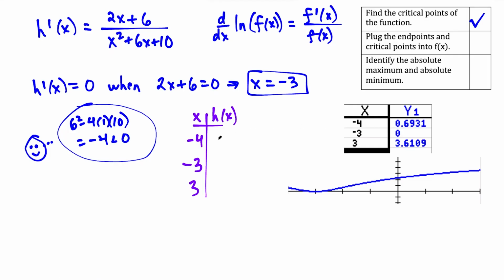So now let's just transfer all these values over here. And once again, if we just look at this table here, we could see that the absolute minimum is occurring at x equals negative 3 and the absolute maximum is occurring at x equals 3.